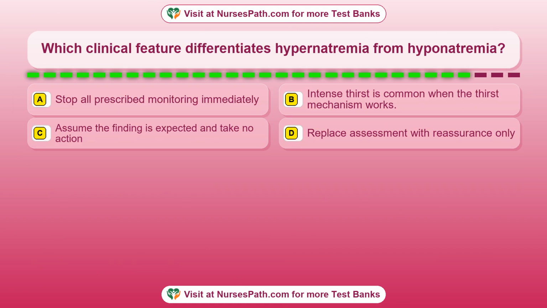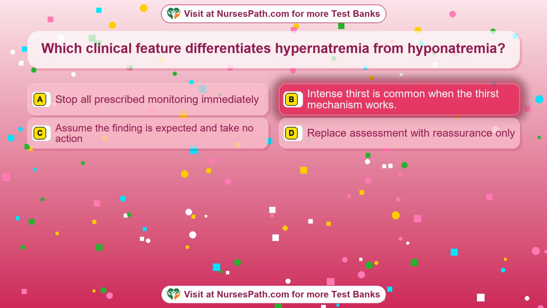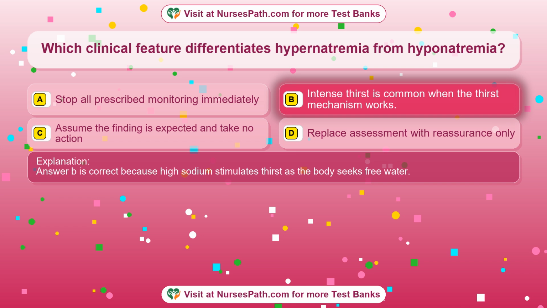Question 22. Which clinical feature differentiates hypernatremia from hyponatremia? Option A. Stop all prescribed monitoring immediately. Option B. Intense thirst is common when the thirst mechanism works. Option C. Assume the finding is expected and take no action. Option D. Replace assessment with reassurance only. The correct answer is option B. Intense thirst is common when the thirst mechanism works. Answer B is correct because high sodium stimulates thirst as the body seeks free water.